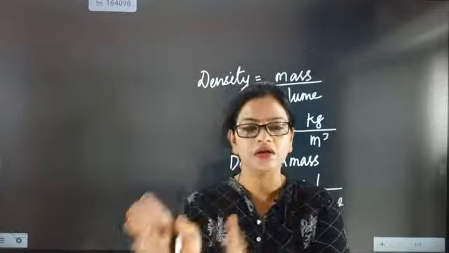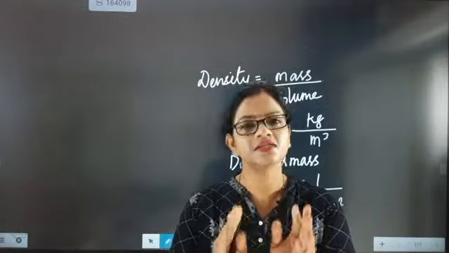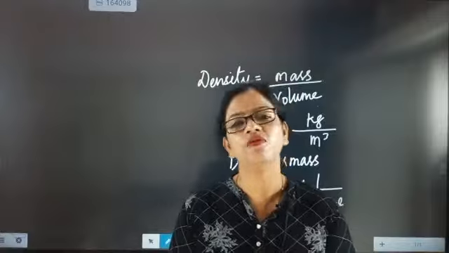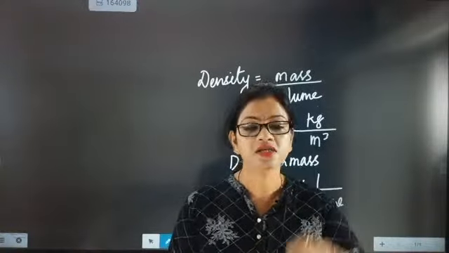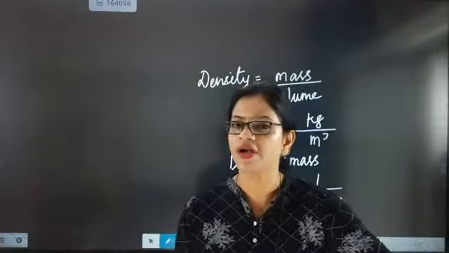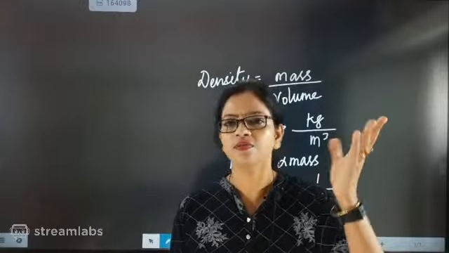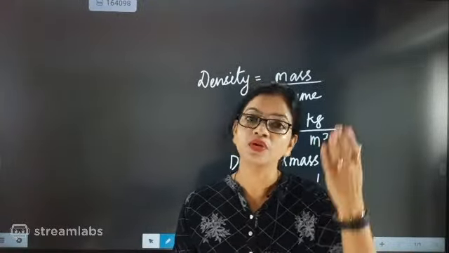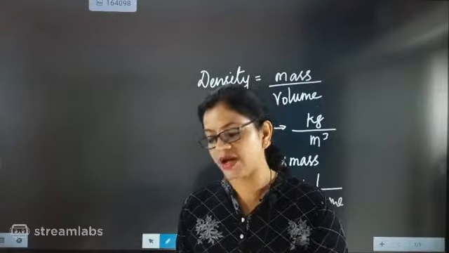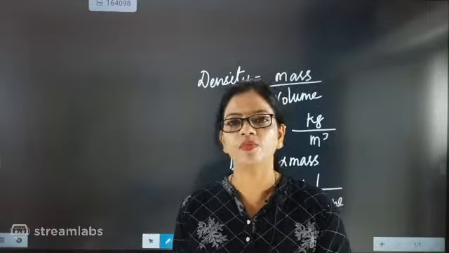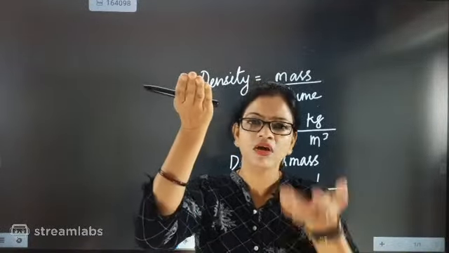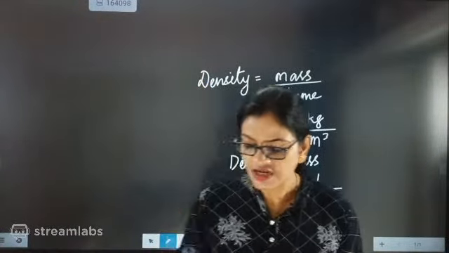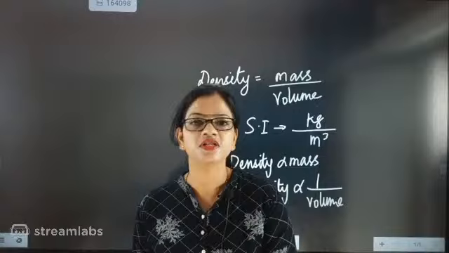So we learned that density is nothing but mass per unit volume, or mass by volume. The most important thing is that density is directly dependent on mass. More the mass, more the density, but less the volume, more the density, because volume and density are inversely proportional. An increase of volume will decrease the density.